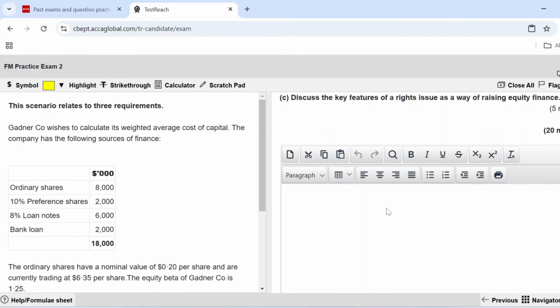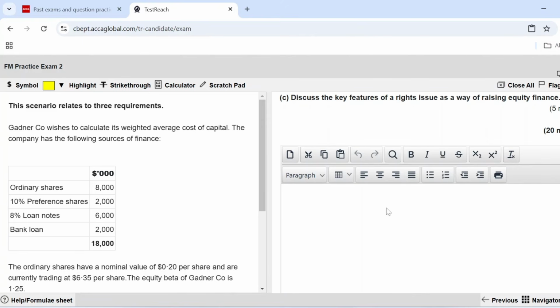Part C, again, as you can see, no linking to the scenario is required. You have to discuss the key features of a rights issue as a way of raising equity finance. So whenever you do a rights issue, you can talk about maybe 4 or 5 subheadings over here. One thing that you can talk about is the preemptive right of shareholders.